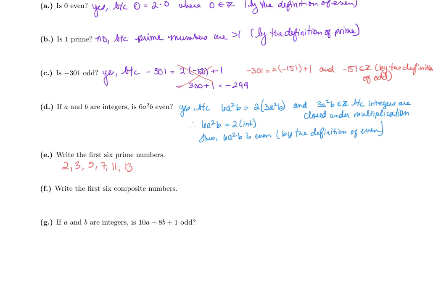If we want to write the first 6 composite numbers, remember that's also starting greater than 1, so we're going to find all the numbers that went in between the primes, the ones we didn't use for part E. So 2, 3, okay, 4 would be in there, 5 is prime, 6 is not, 7 is prime, 8 is not, 9 is not, 10 is not, 11 is prime, so 12 is composite. 1, 2, 3, 4, that's 6.